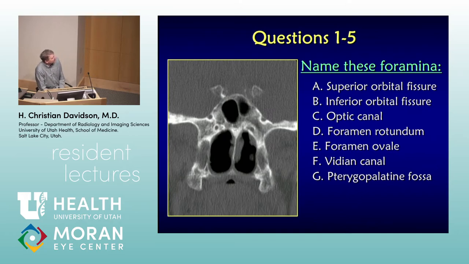So the first five are, name these parameters. So these are the choices, and the questions are these. Okay. There's only four on this slide, but there'll be a fifth one coming up. So the next several slides are all questions 1 through 5. And you need to pick which of these answers, A through G, belongs to 1, 2, 3, 4, and 5 in a minute.